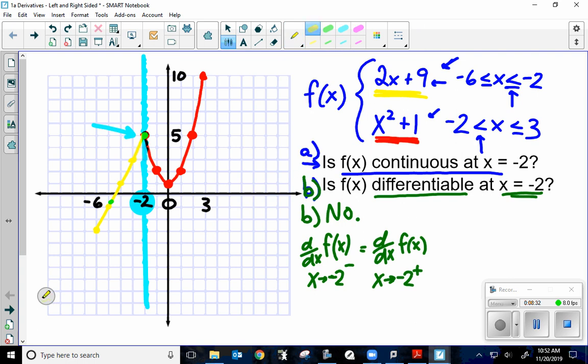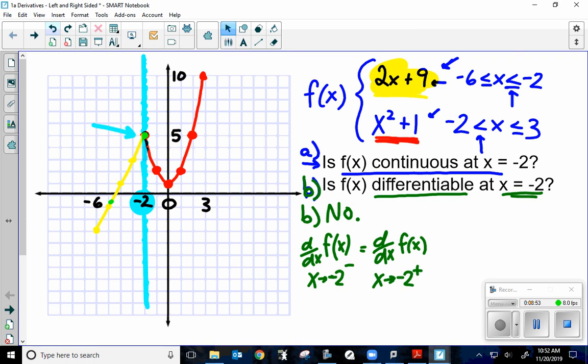First thing is I will use a highlighter, a thick one. As I approach -2 from the left, it is coming this way. That is a straight line. I will undo that so we can see our line. Okay? That is a straight line. The derivative of a straight line is a constant, right? It never changes. So what I need to do is take the derivative of this, because that's the equation coming from the left side.